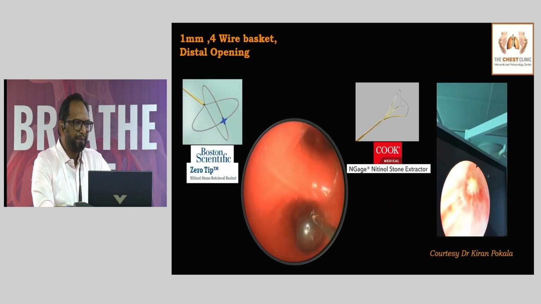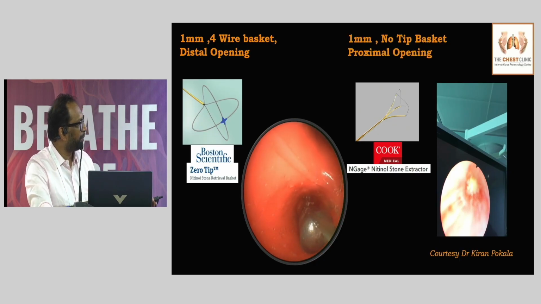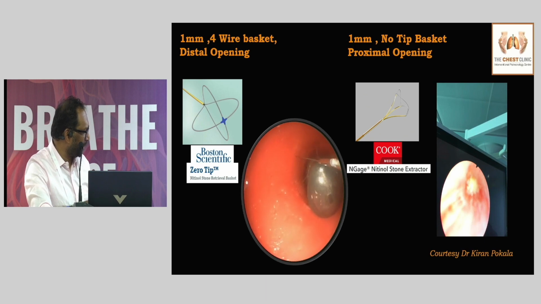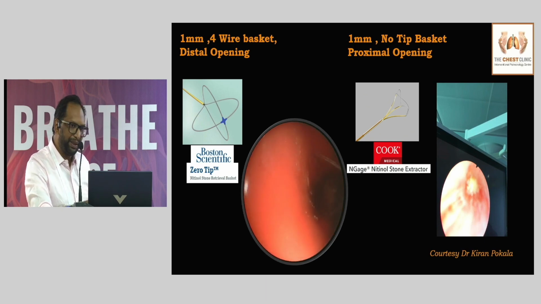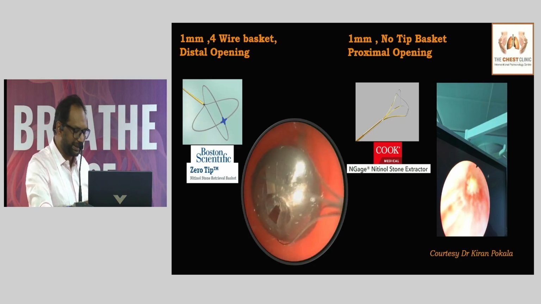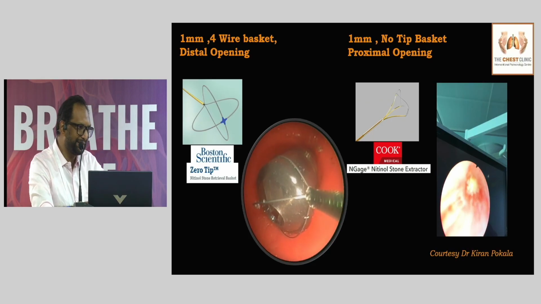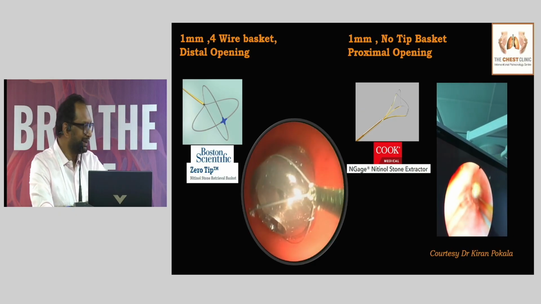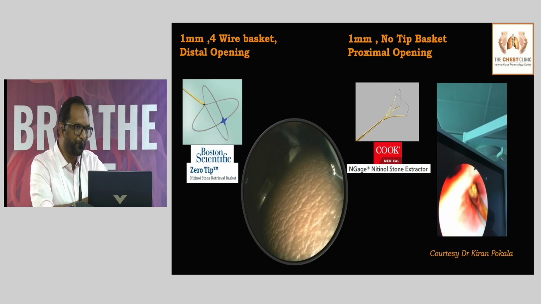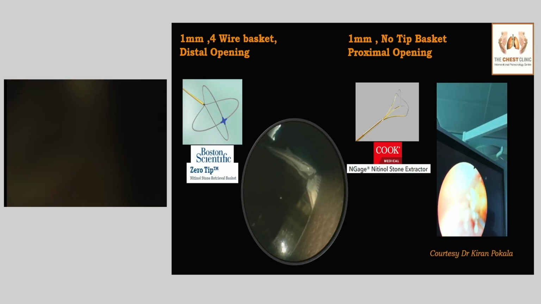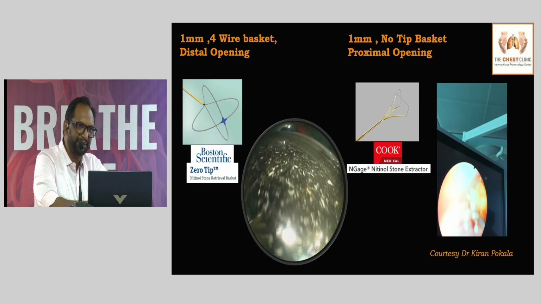but that doesn't mean that only with that we have to do it. So coming to the basket, we have two types of basket. One is a 4-wire distal opening basket and another is a 4-wire proximal opening basket. Basically, with the distal opening basket, what we need to do is pass the basket distal to the foreign body, open the basket and try to engage the foreign body inside the basket. Once you engage it, you can retrieve it. Whereas in a proximal opening basket, you have to open the basket proximally before the foreign body and push it gently distally so that you can engage the foreign body. That's the difference between a proximal opening and a distal opening basket.